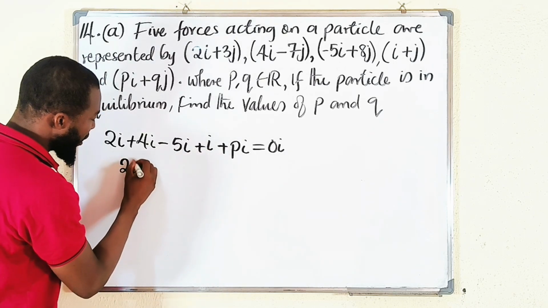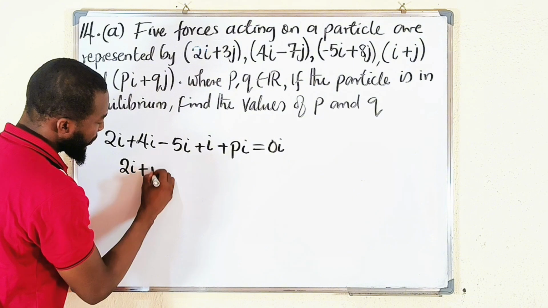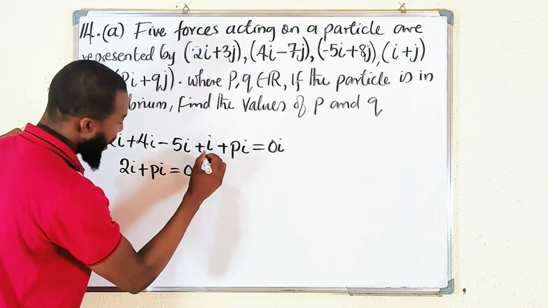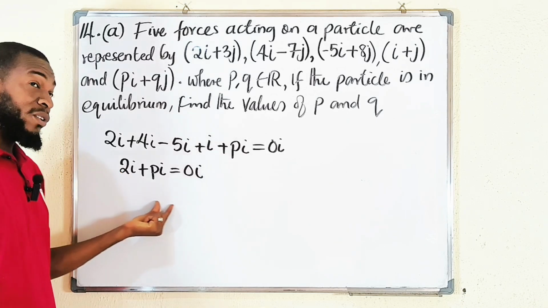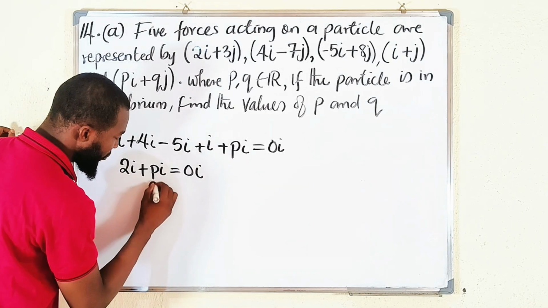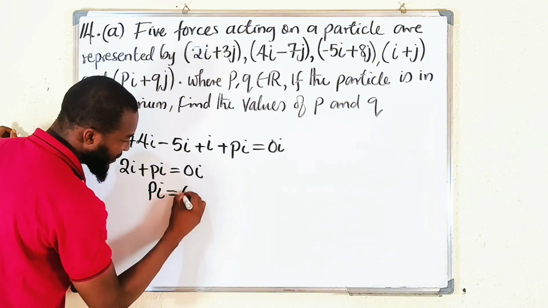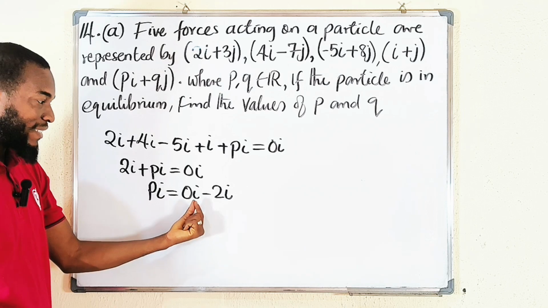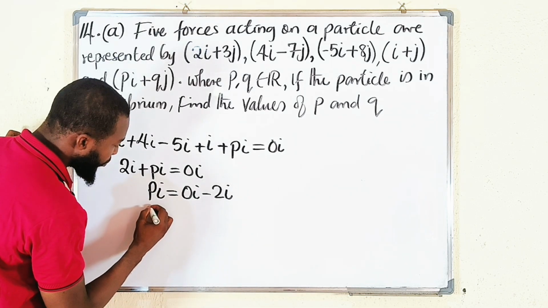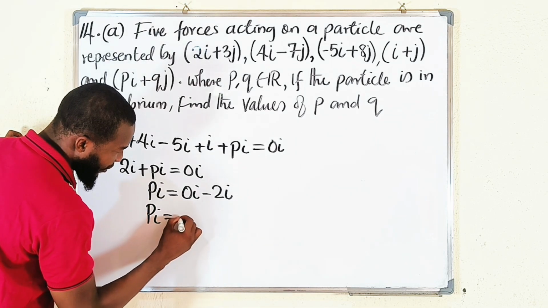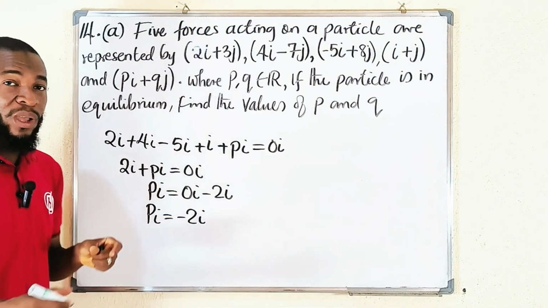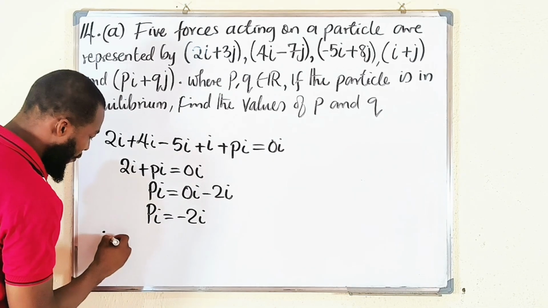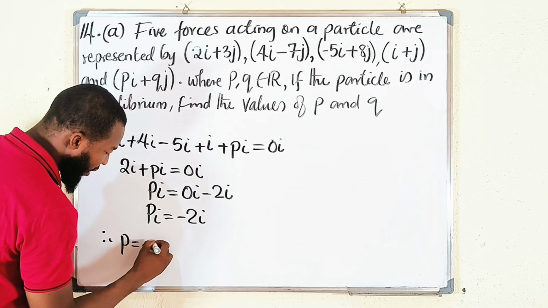So we have 2I plus PI equal to 0I. You may take this one to the other side, which implies that PI is equal to 0I minus 2I, which is going to give us negative 2I here, right? PI is equal to negative 2I, but remember, we are looking for P. P must be negative 2. Therefore, P is equal to negative 2.